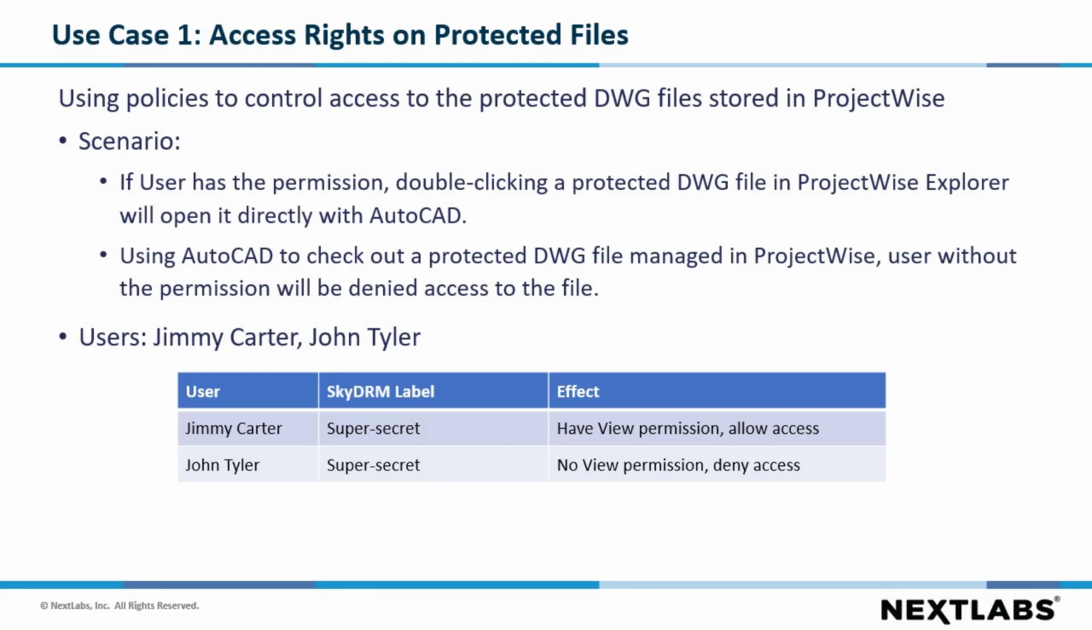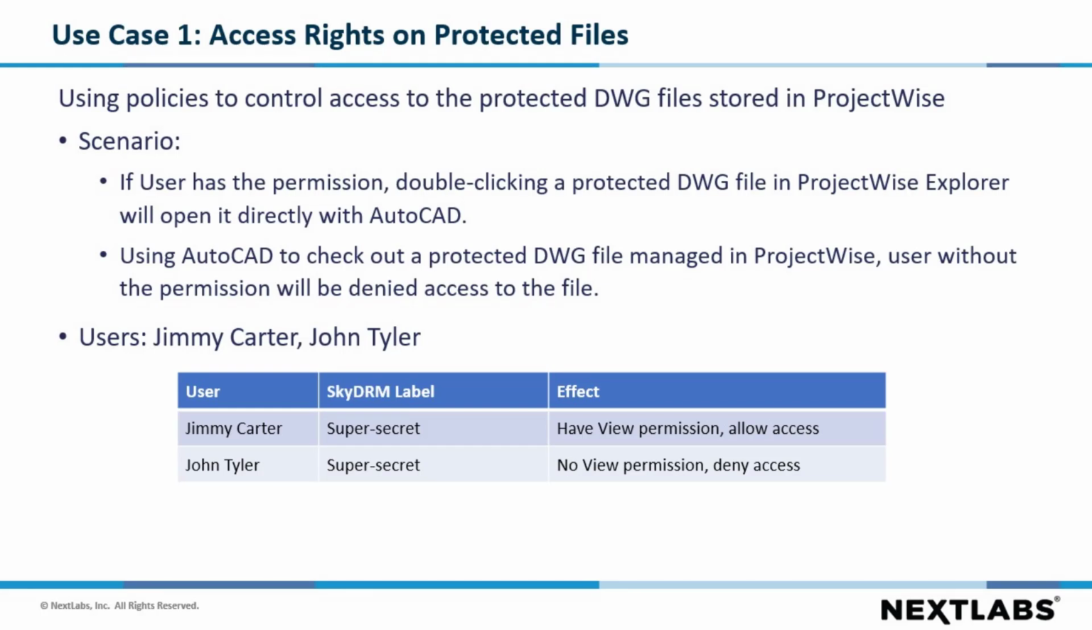Use case 1, access rights on protected files. In this use case, we will demonstrate how to apply policies to control access to the protected DWG files stored in ProjectWise. If a user has permission, double-clicking a protected DWG file in ProjectWise Explorer will open it directly with AutoCAD. When a user without permission attempts to use AutoCAD to check out a protected DWG file managed in ProjectWise, they will be denied access to the file.